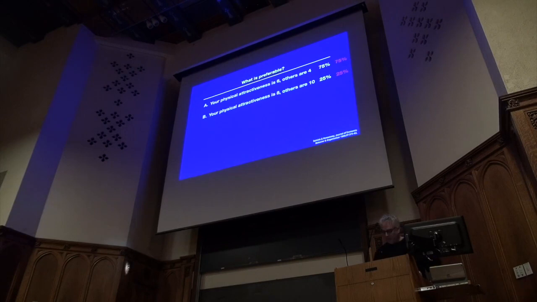Okay, so let's look at another example now. As one Yale student told me years ago, I'd rather get the last pick of the eights than the first pick of the fours.